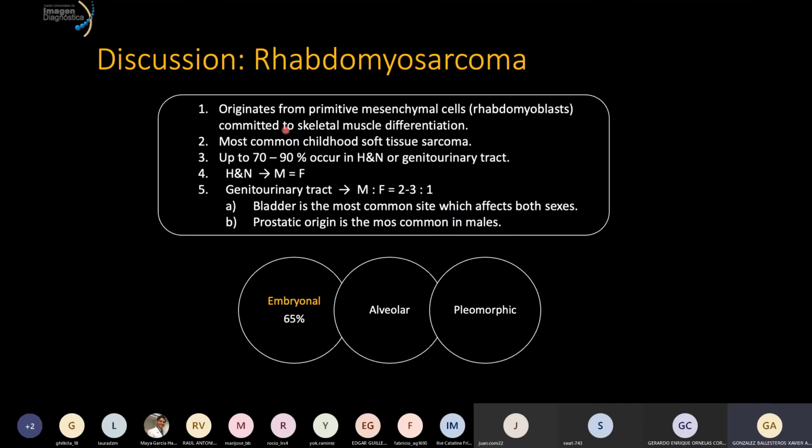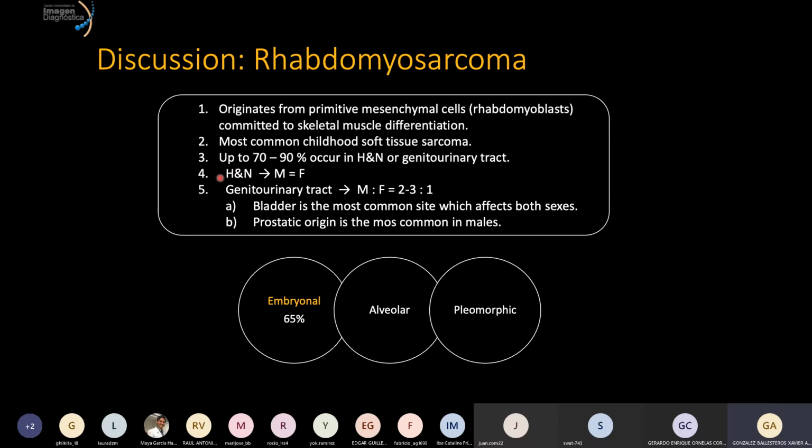Well, talking about rhabdomyosarcoma, we know it is a tumor that originates from primitive mesenchymal cells, rhabdomyoblasts, which are committed to skeletal muscle differentiation. This tumor is the most common childhood soft tissue sarcoma, and 70 to 90% occur in the head and neck or genitourinary tract.